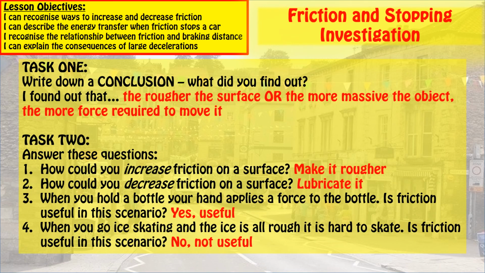And number 4, the idea of ice skating is to have the least amount of friction possible. You want to skate and go as far as you can. So in this scenario, friction is not useful, because the whole idea of skating on ice is to reduce the friction so that you can go faster and further. How did you do?